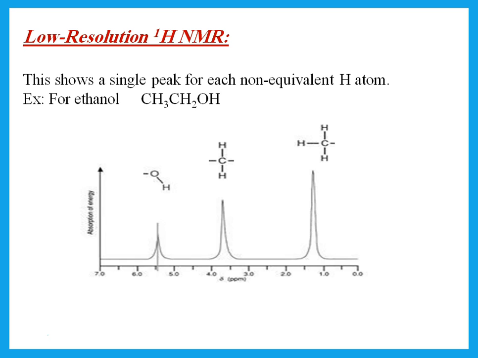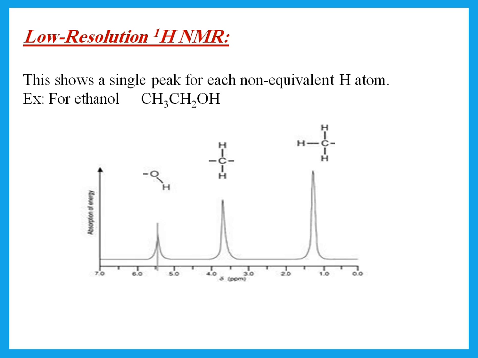So the OH is usually the one on the left of the spectrum, and any CH3s are usually further to the right, and then I have a CH2 that is next to the OH. I have three different types of hydrogens, or three different environments for the hydrogen. I get one peak for each.